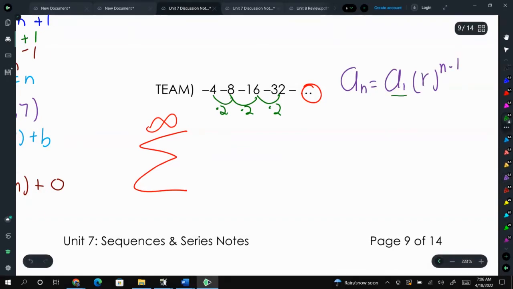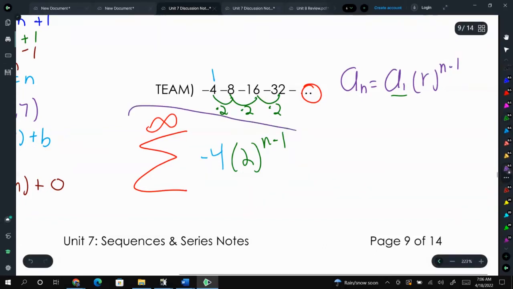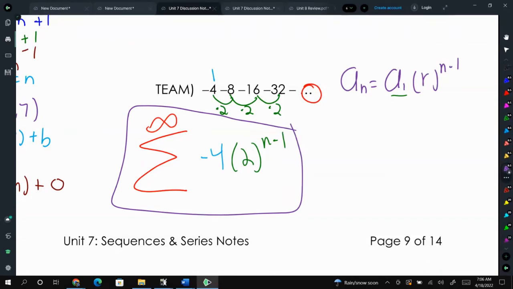So our a sub 1, my first term is -4, so I'm going to have -4 times my rate, which is 2 raised to the n minus 1 power. And that would be our final summation notation. Oh, whoops, I forgot one last thing. n is equal to 1, the bottom limit, the lower limit.